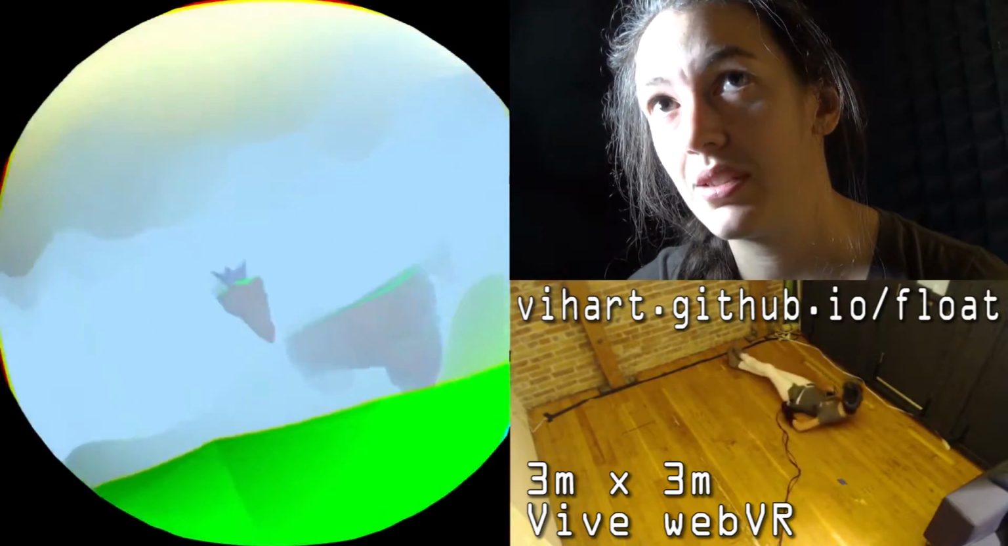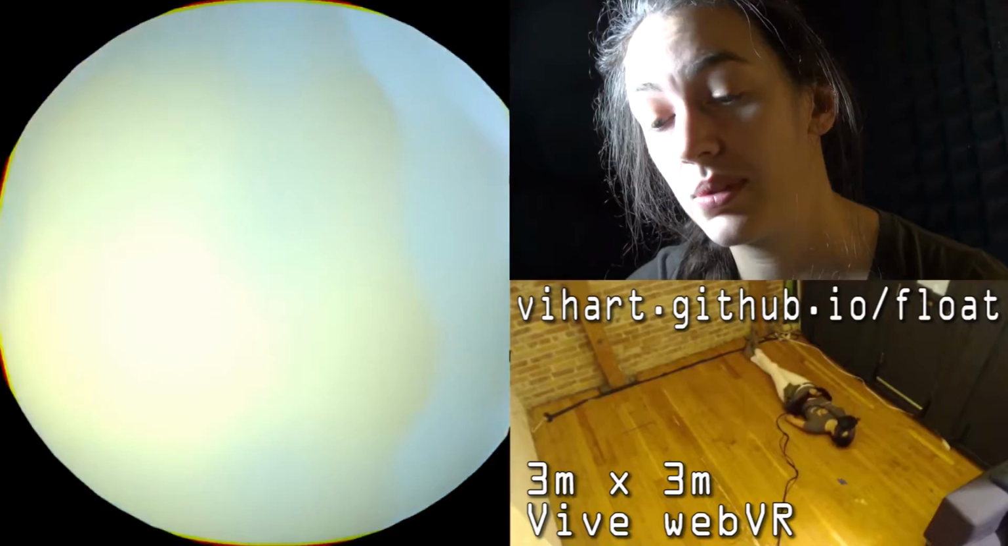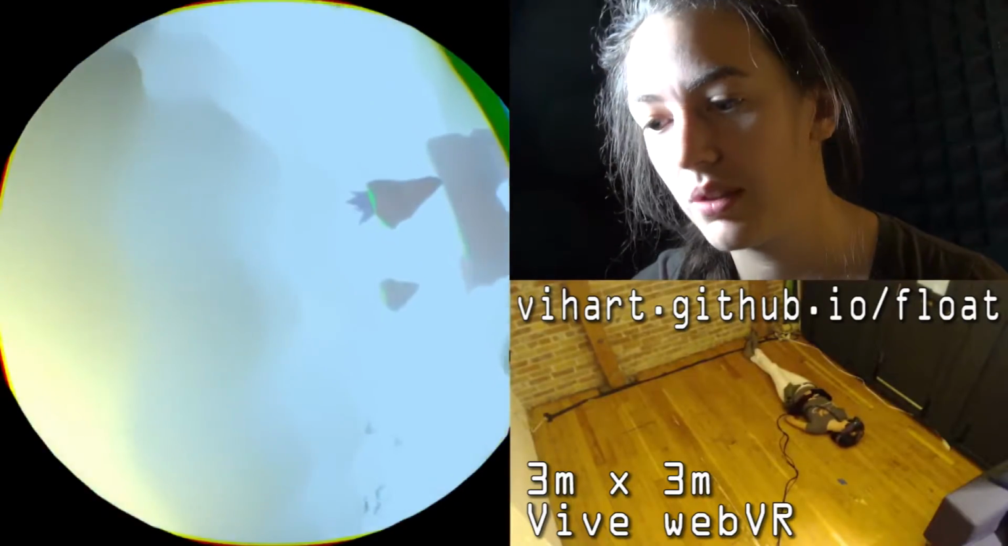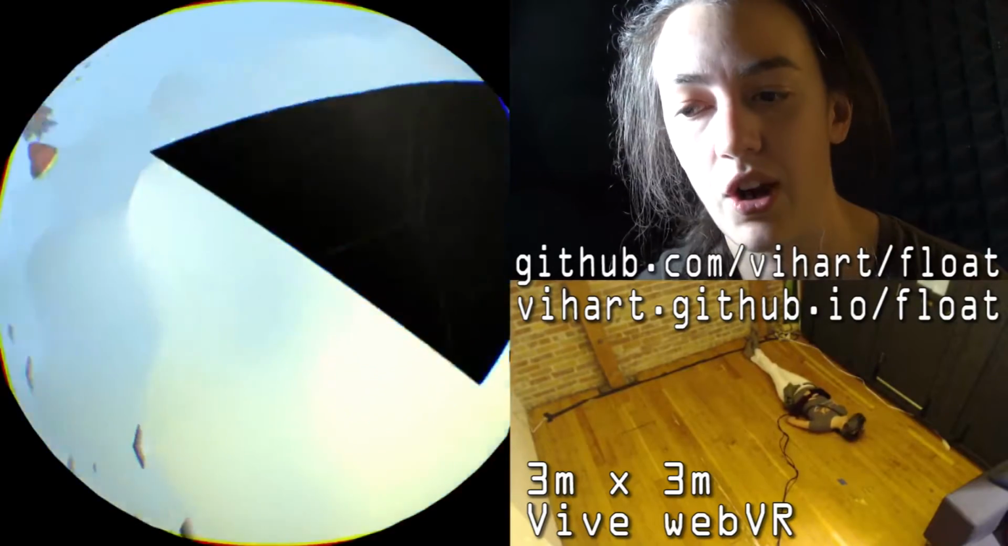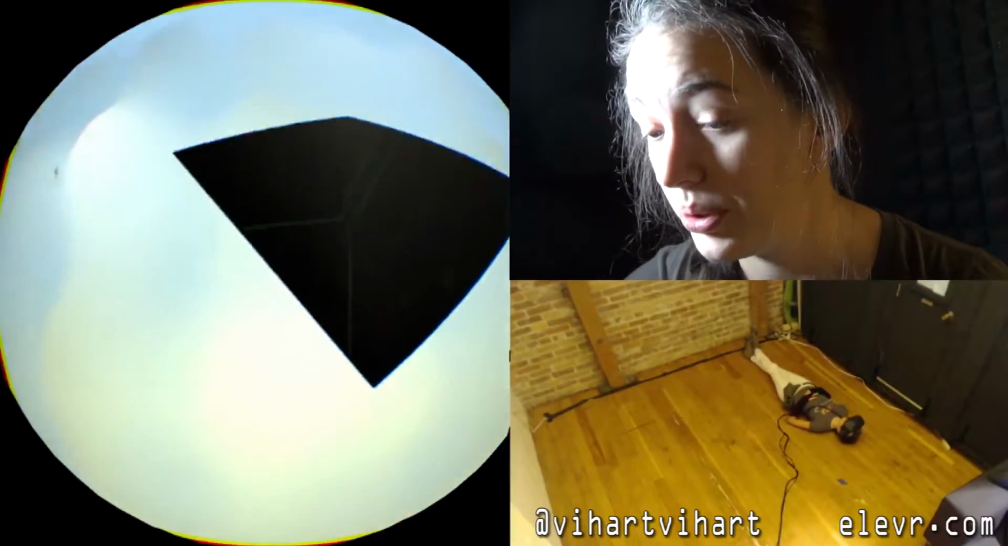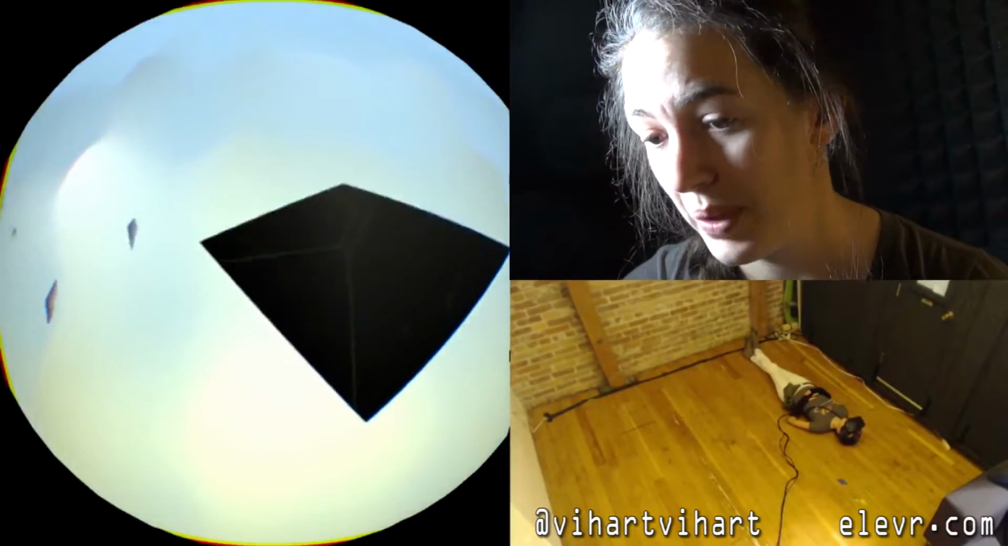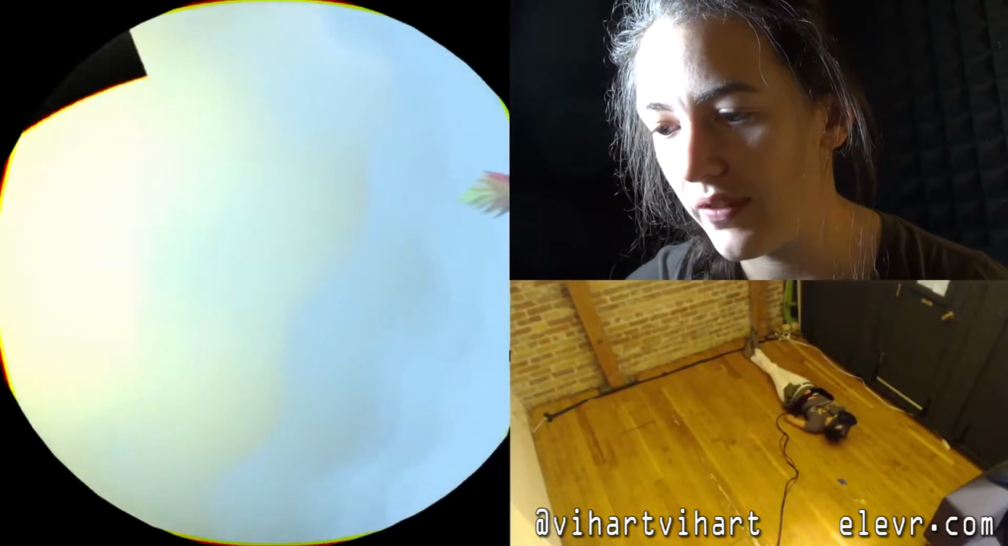Also, we would probably be selling it instead of giving it away and open sourcing it, but this is a research experiment, so if you want to mess with that stuff, just fork it on GitHub. It's on github.com/viheart/float.